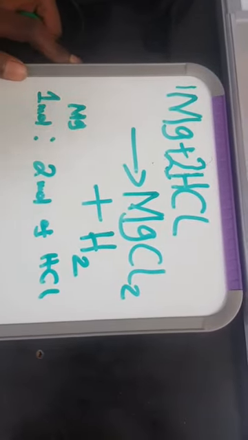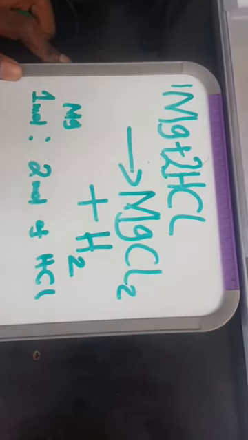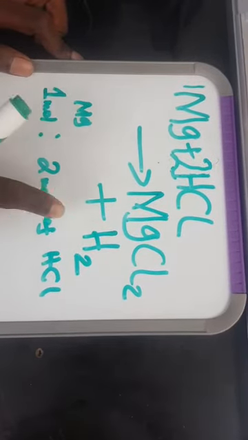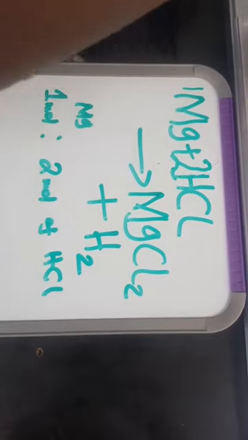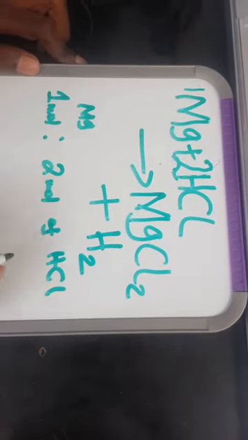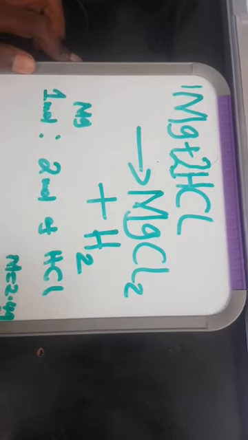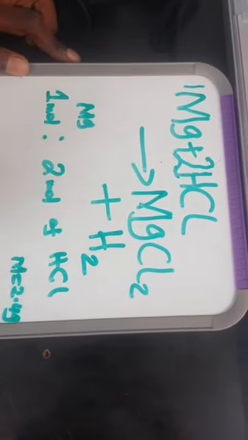So from our equation, when you use 1 mole of magnesium, you only need 2 moles of hydrochloric acid to produce 1 mole of magnesium chloride and 1 mole of hydrogen gas. So first of all, we've been given the mass for magnesium, 2.4 grams. So how many moles of magnesium were used in this reaction?